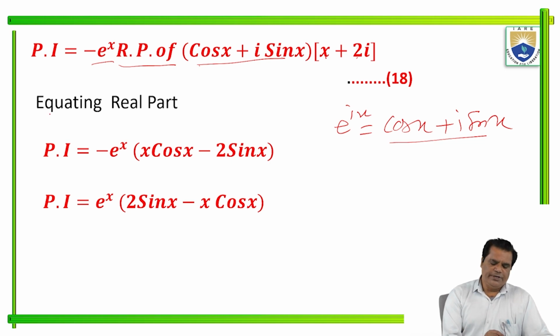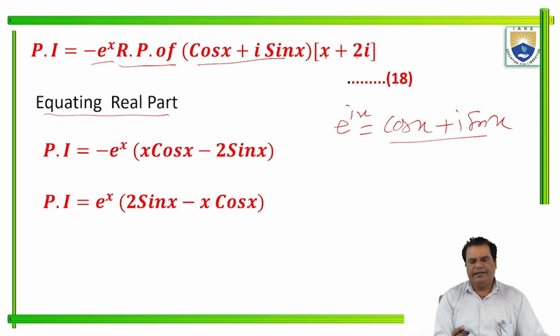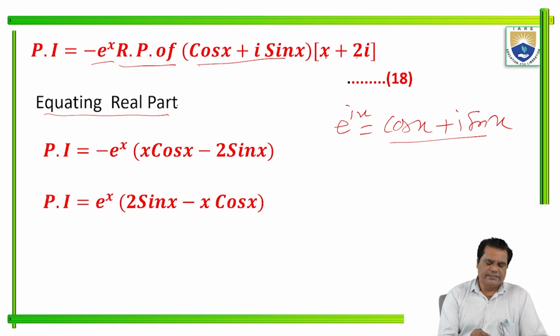So now we equate the real part, because in our question cos x is given. If cos x is given, then we equate the real part. If sin x is given, then we equate the imaginary part. So both solutions come simultaneously here. If in our question sin x is given, then we get the direct answer. If cos x, then we get the direct answer. So here in our question cos x is given, so here we equate the real part.